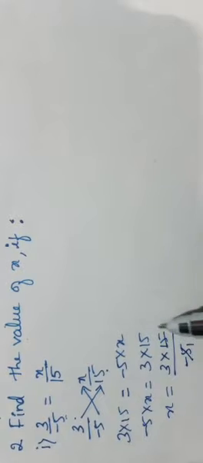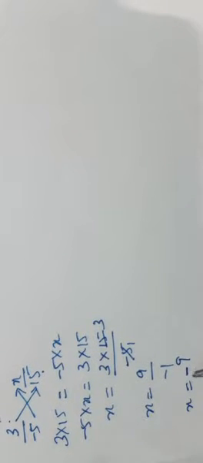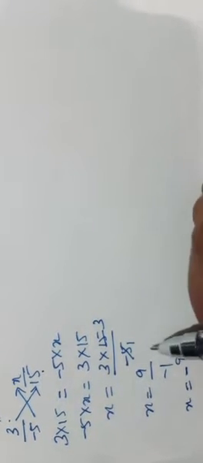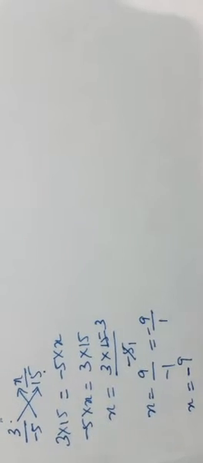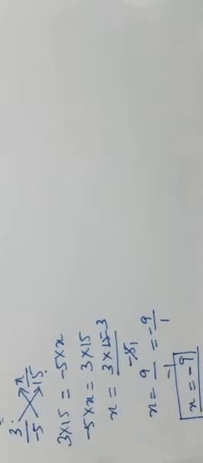5 ones are 5, 5 threes are 15. X is equal to 3 threes are 9 divided by minus 1. Since minus is in the denominator, to make it in the standard form, I take it to the numerator. Minus 9 by 1 is nothing but minus 9. Therefore, the value of x is minus 9.